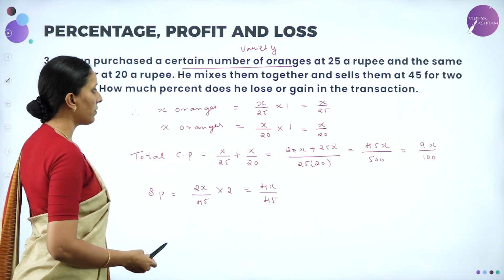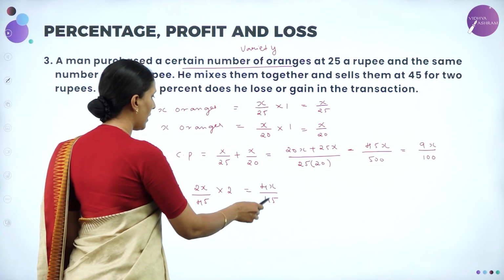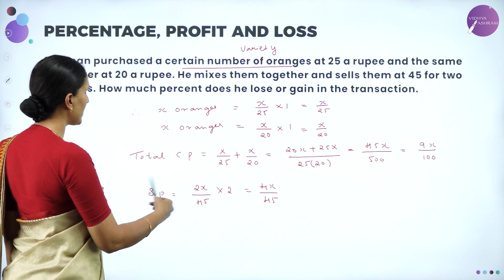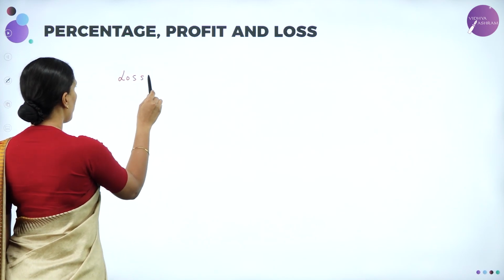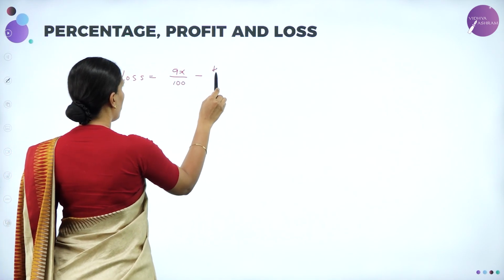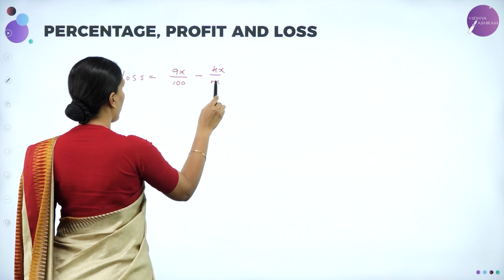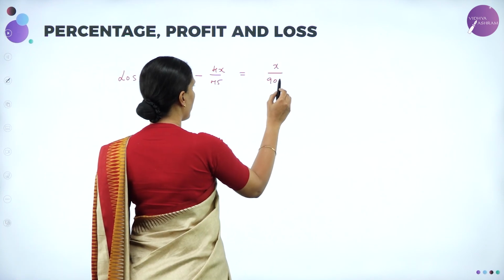So clearly from the observation, the value of 9x by 100 is greater than 4x by 45, which means he has recorded a loss here. So therefore loss is equal to 9x divided by 100 minus 4x divided by 45. So this is equal to x divided by 900.